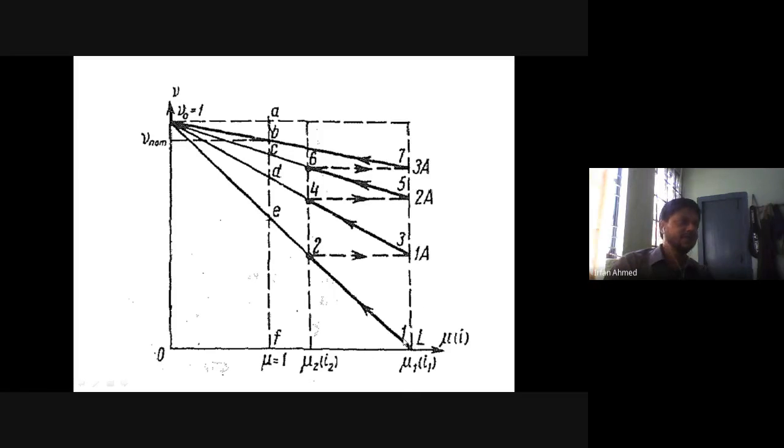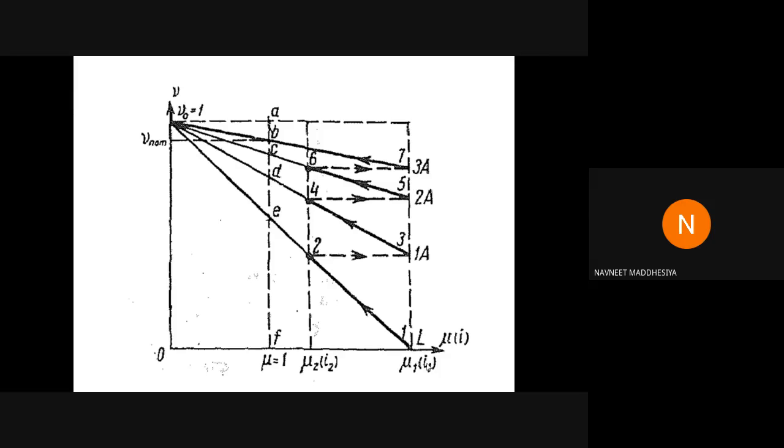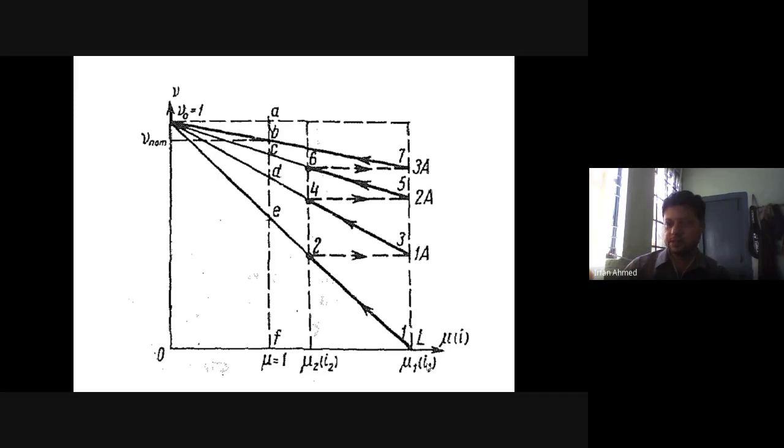So here we have to select a range for the starting torque. What torque you need at the time of starting. So here you see two ranges: one is mu1 and the other is mu2, or in terms of armature current, corresponding to I1 and I2. What will be the value of I1? How much current will you allow? The maximum current you will allow at the time of starting is V upon armature resistance.